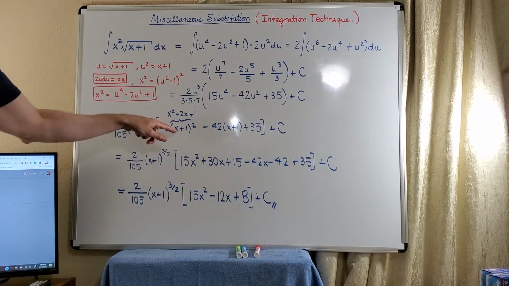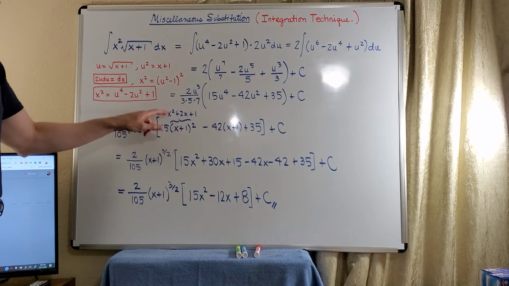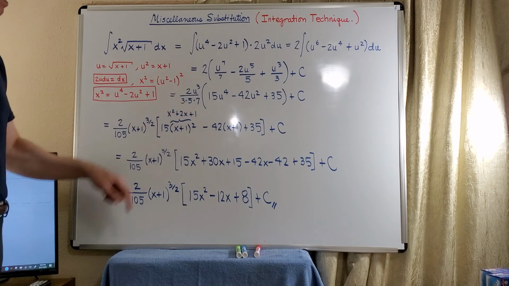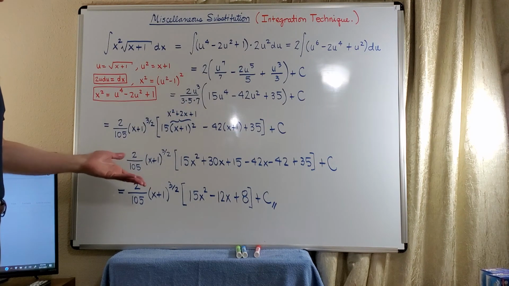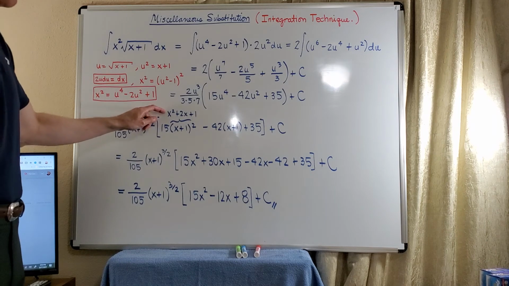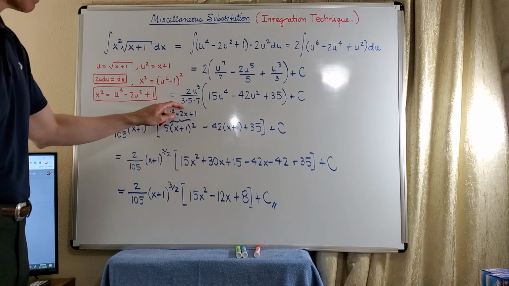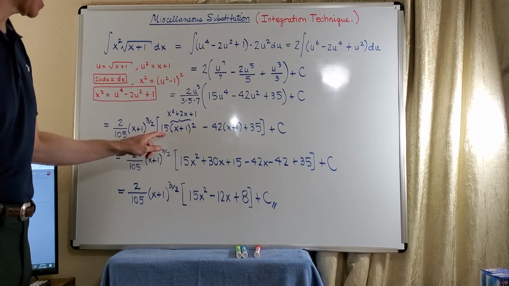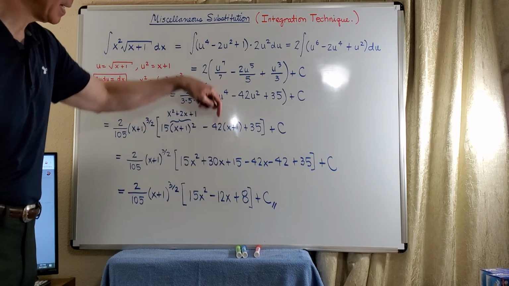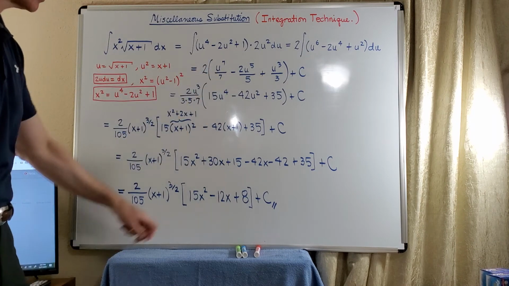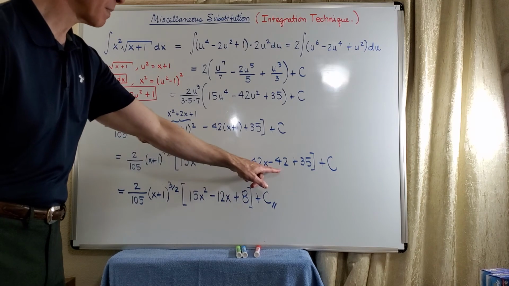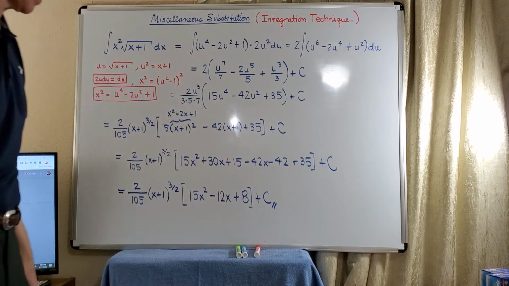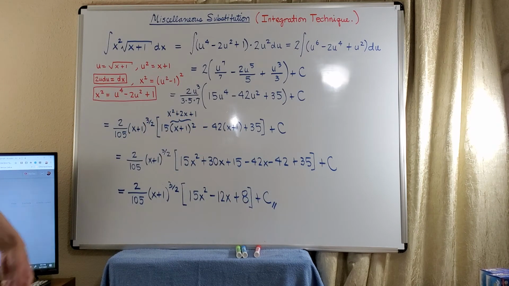Now, I went ahead and expanded the perfect square here. That's x squared plus 2x plus 1. So all we need to do is just do some simple algebra. So 15x squared, 15 times the 2x will be 30x, and 15 times the 1 is 15, and then distribute the negative 42. Negative 42x minus 42 plus a 35. And so now it's very simple. So this reduction is not very difficult. It's just something that's a little bit new.